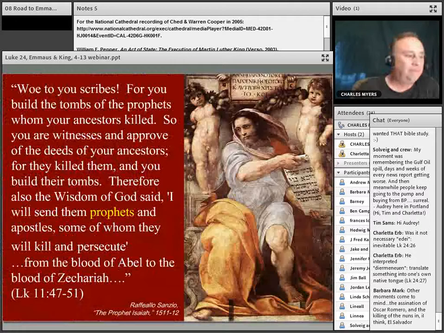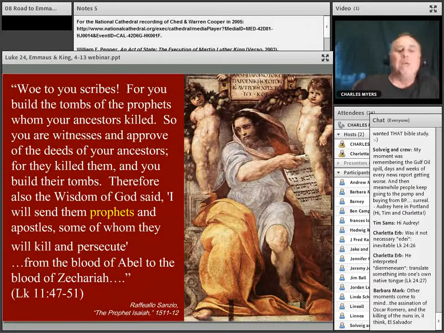In chapter 11, Luke's Jesus goes on a rant. Woe to you, scribes, you who build the tombs of the prophets whom your ancestors killed. You are witnesses and approved of the deeds of your ancestors. They killed them. You build their monuments.